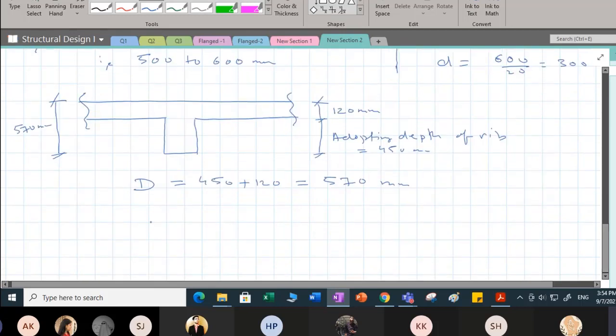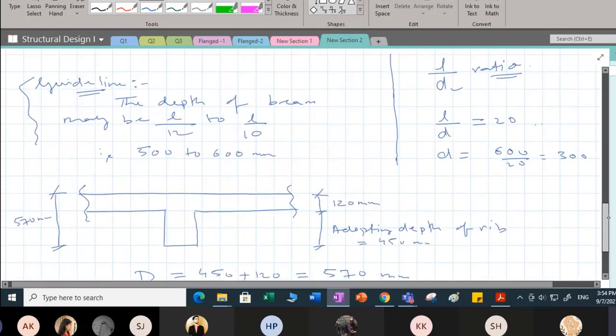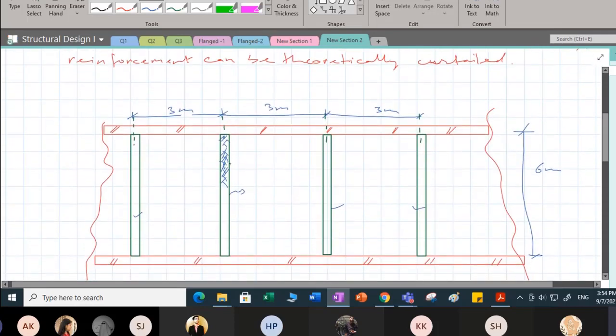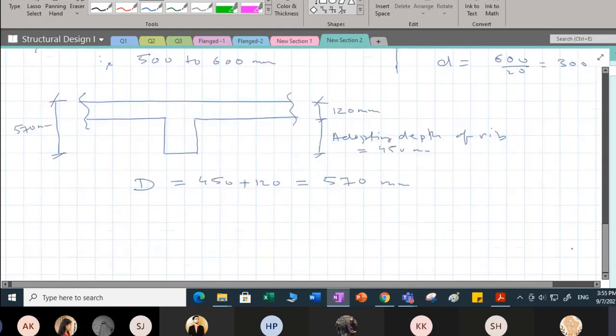And we do not know what width we should adopt. So in general, what I will suggest is, whatever is the thickness of the wall, for aesthetic view, you would like to restrict the width of the beam equal to the width of the wall. So assuming the width of the wall as 230 mm, I'll adopt width of web BW equal to 230 millimeter.